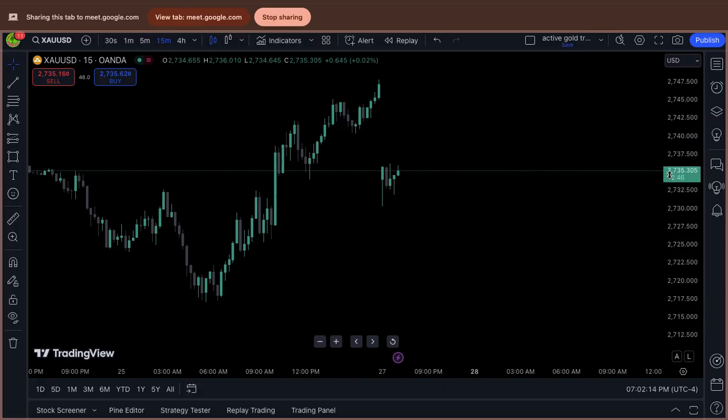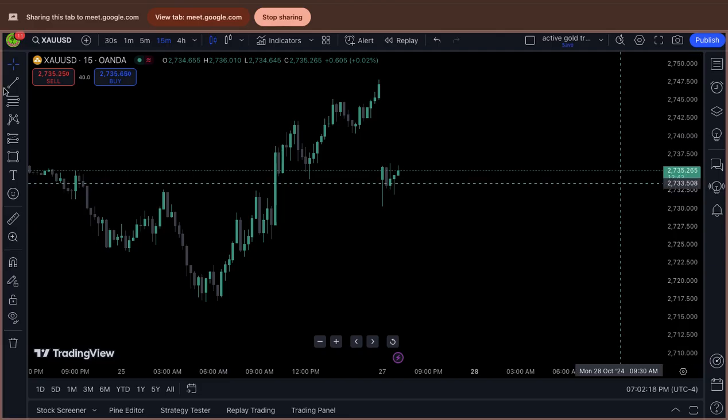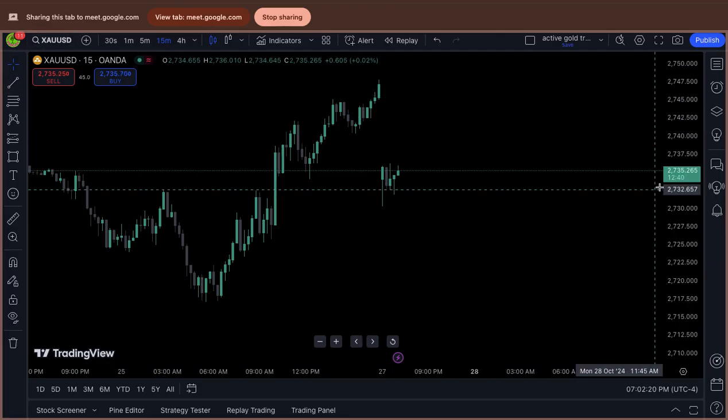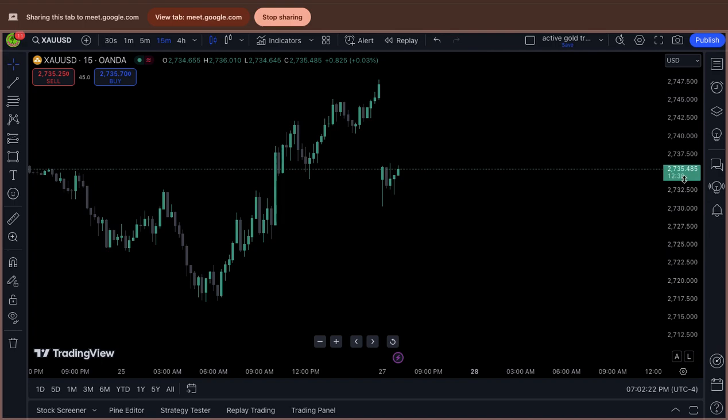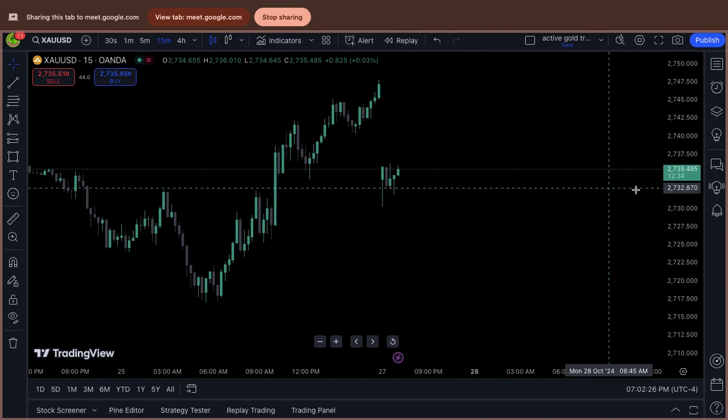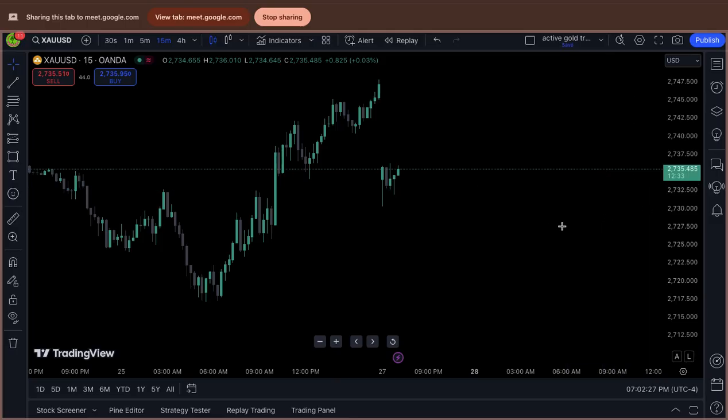That is 2,735 US dollars for 1 troy ounce of gold, right? We're trading gold on top here. So this is the price of gold currently in the world, right? 24 karat gold, 1 ounce is 2,735 US dollars. So this is the price of it.